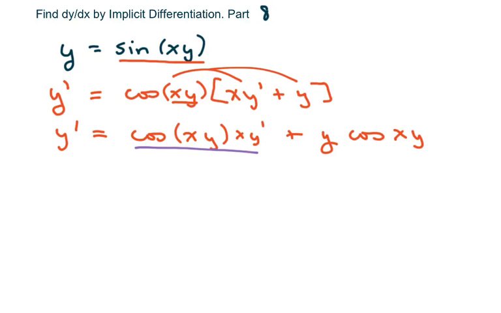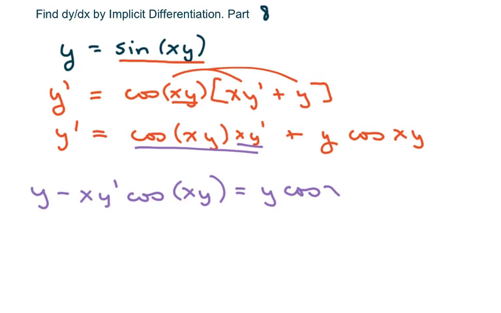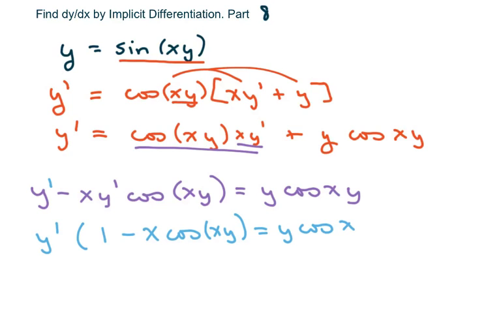Now I'm going to move this side over here. So you have y prime minus, I'm going to go ahead and put him in front. The reason I did that is so I can factor out the y prime. When you factor out the y prime, you're going to get y prime times 1 minus x cosine of xy equals y times cosine of xy.